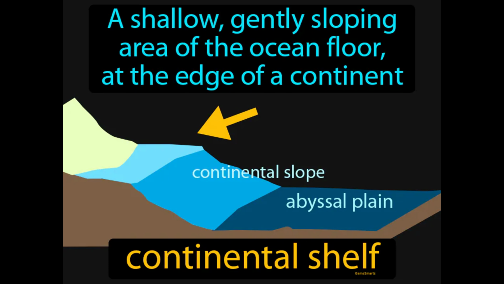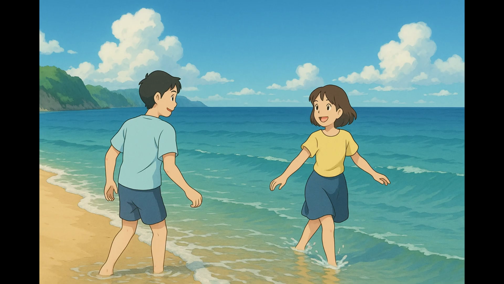A shallow, gently sloping area of the ocean floor at the edge of a continent. Continental shelf. It is the underwater land around a continent that extends from the shore into the ocean. Imagine you're at the beach and you slowly wade into the water. It starts off shallow and gradually becomes deeper as you move further away from the shore.